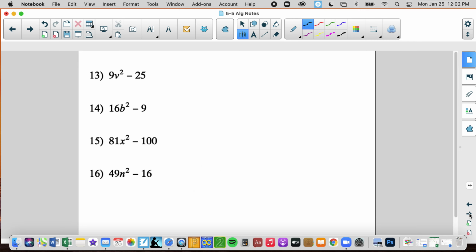So what if we start with this, and it says to factor it? Can you tell me what those conjugates would be? But you have to make sure that they have those three criteria. Is it two terms? Is it subtraction? Are both of the terms perfect squares? Yes for number 13, so I can factor that into conjugates. That would give me 3v minus 5, 3v plus 5. How did I get those numbers? Square root. The square root of 9 is 3, the square root of v squared is v, the square root of 25 is 5. So I really have to know my perfect squares.